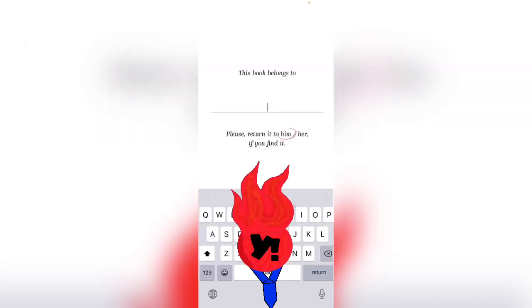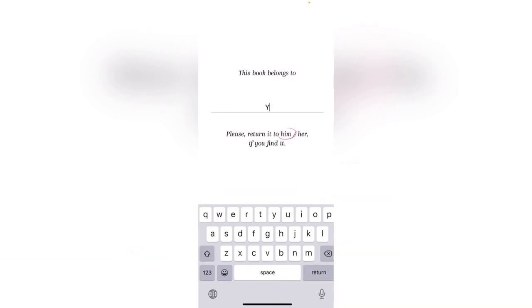This book belongs to Why. Okay, I guess I can't put just one letter. Okay, that works. Please return it to her if you find it.